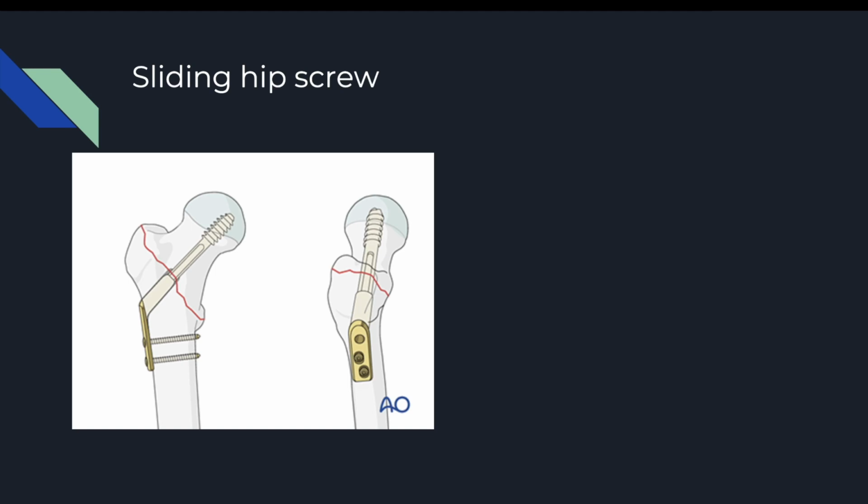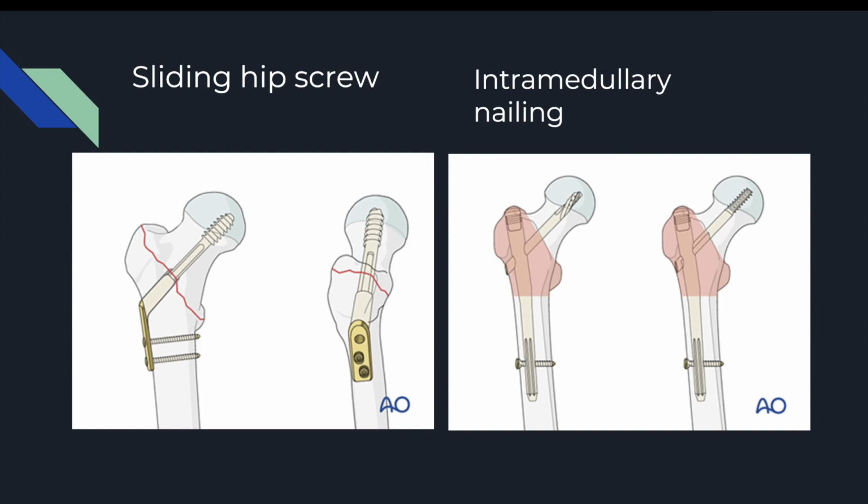So yeah, like Drew said, sliding hip screw we're going to use for our stable patterns. Some of the advantages are that they allow for interfragmentary compression, and they are much lower cost than the intramedullary nailing. But some of the disadvantages is the fact that we do use an open technique, so there's increased blood loss, and that's something we may want to keep in mind.